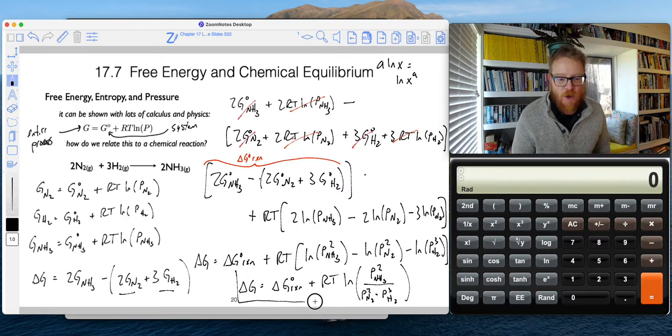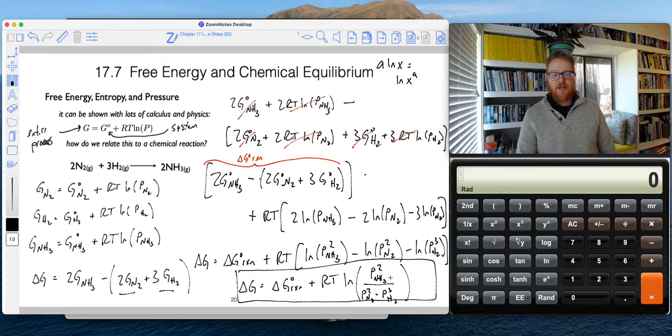And I'm going to box all of this off. This was the whole point of making you watch this whole derivation. If we stare at this for a minute, think about what all this stuff is. Ammonia squared divided by nitrogen squared times hydrogen cubed. That's the equilibrium constant. Pretty sweet, okay?